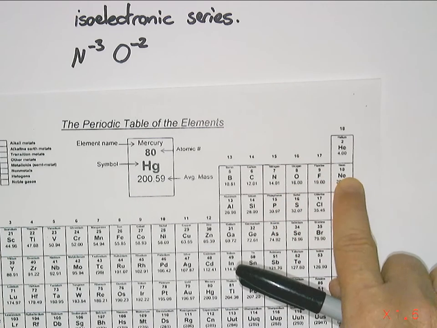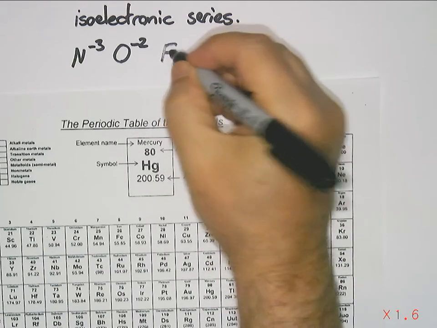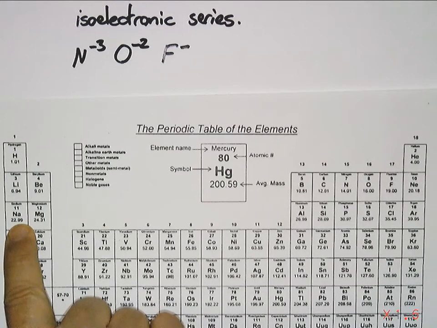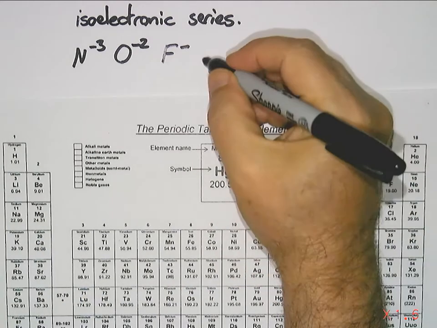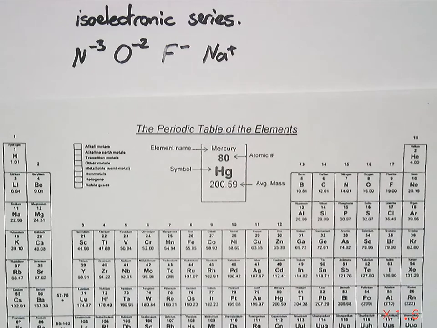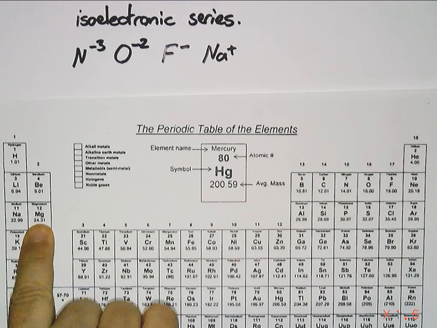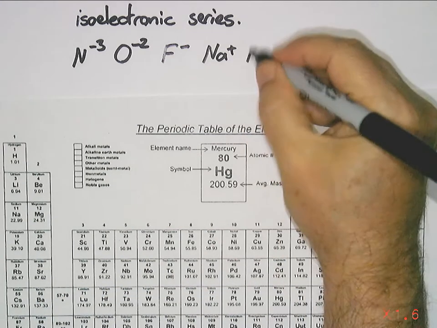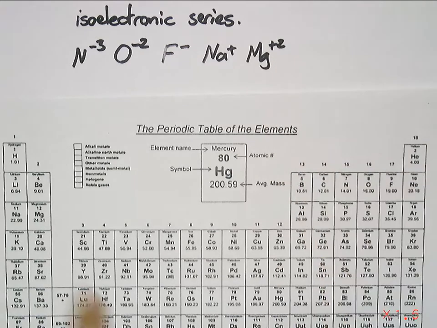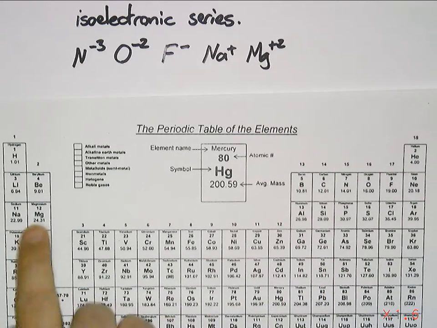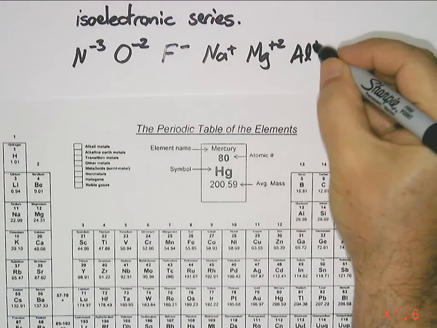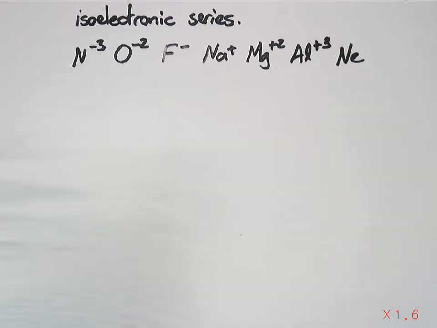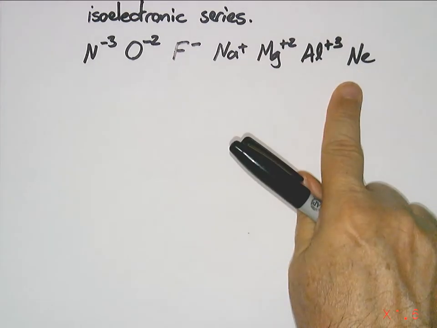If you've got a fluorine, it wants to pick up one electron to become a neon configuration. If you look at sodium over here, it can lose an electron to become neon, and magnesium can lose 2 electrons, 1, 2, to become neon. And aluminum can lose 3 electrons. So here's an isoelectronic series. We'll throw neon in there. All of these things have a neon configuration.